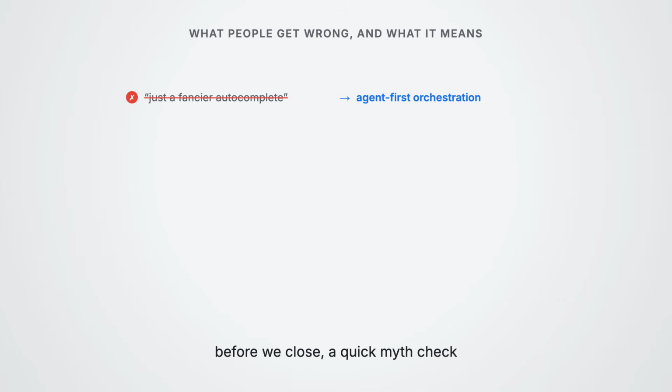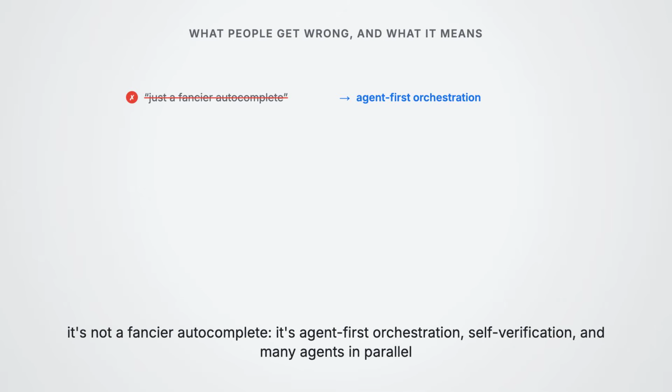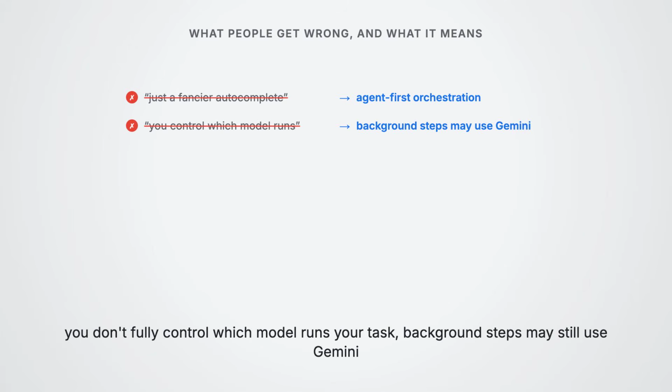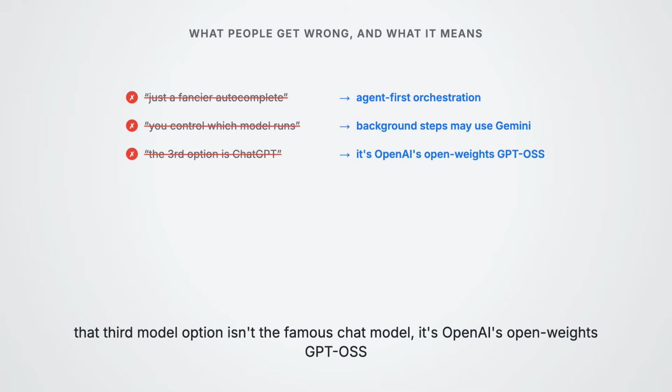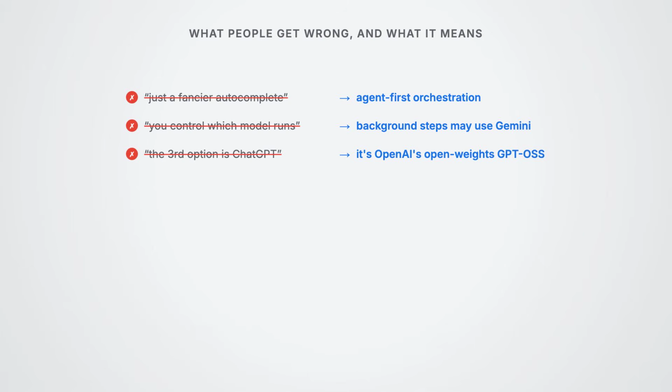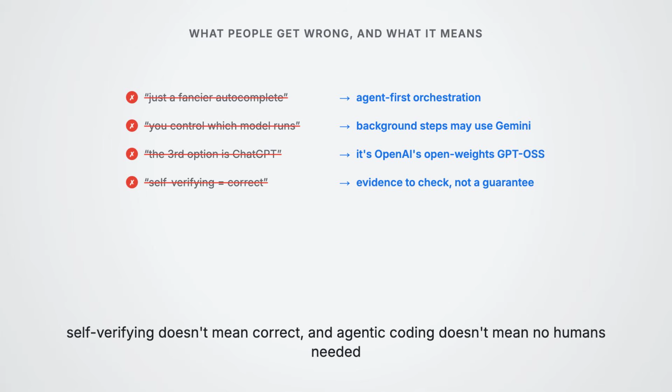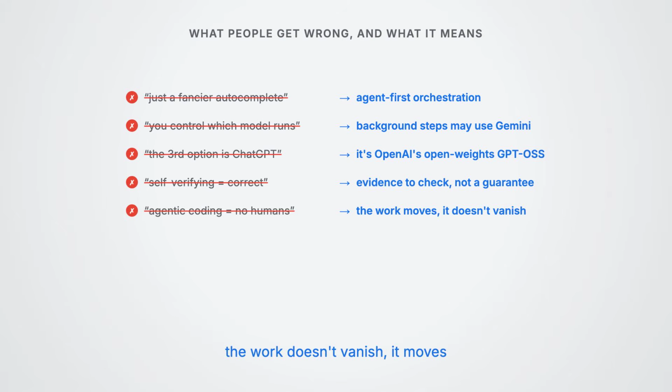It is not a fancier autocomplete. The news is agent-first orchestration, self-verification with artifacts, and many agents in parallel. You do not fully control which model runs your task, since background steps may still use Gemini. That third model option is not the famous chat model. It is an open weights model from OpenAI. Self-verifying does not mean correct, and agentic coding does not mean no humans are needed. The work does not vanish, it moves.